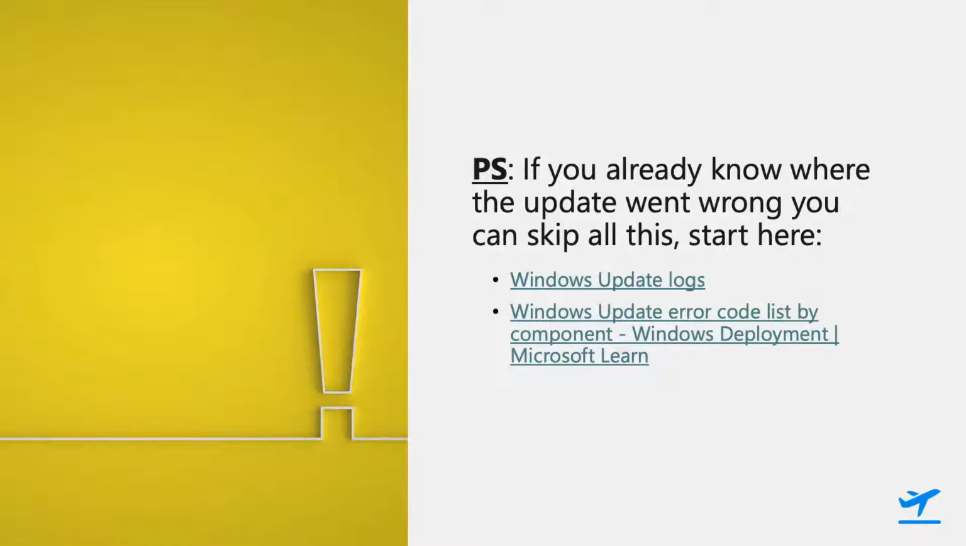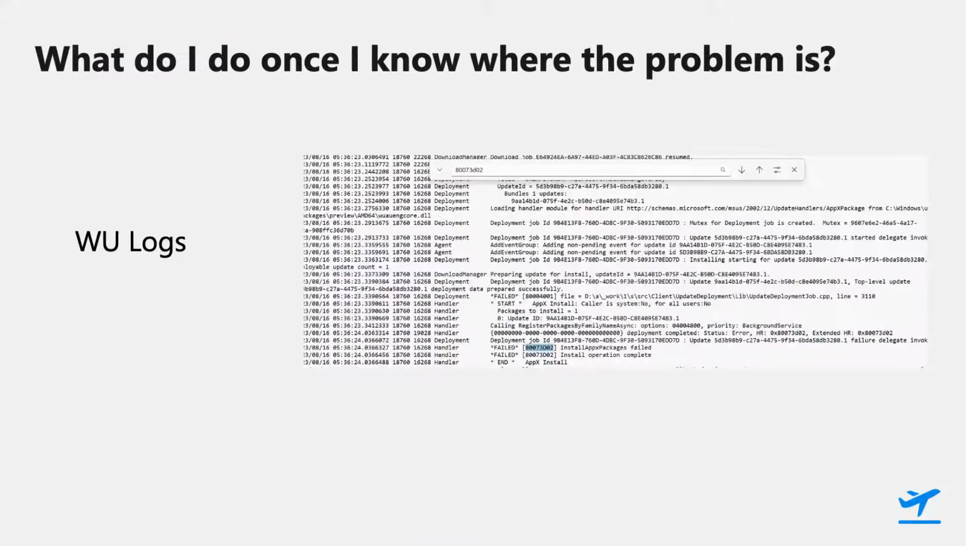So if you already know where the update went wrong, you can skip all this and start at the vlogs as well as the Windows Update error code list. To look at vlogs, it'll help us answer the question, what do I do once I know where the problem is? And the vlogs can help you do this. So once you've identified the problematic update ID or error code, we'll search for that value in the vlogs. Here, we'll be able to identify the problematic event in more detail along with its cause.